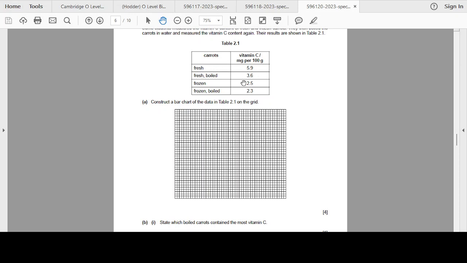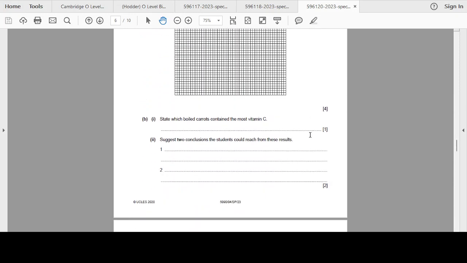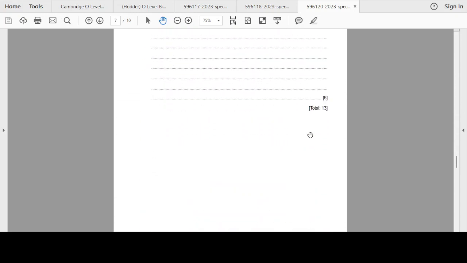This is the information you have to make the bar chart over here. So you need to figure out how wide each bar should be to cover more than 50% of the area of this graph and represent the data properly. And then they will ask you to read the bar chart and give information, right? State and suggest and all of that.